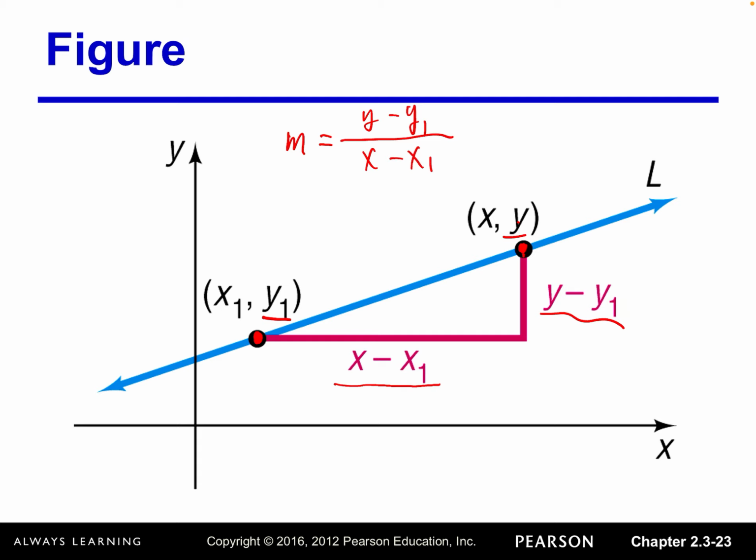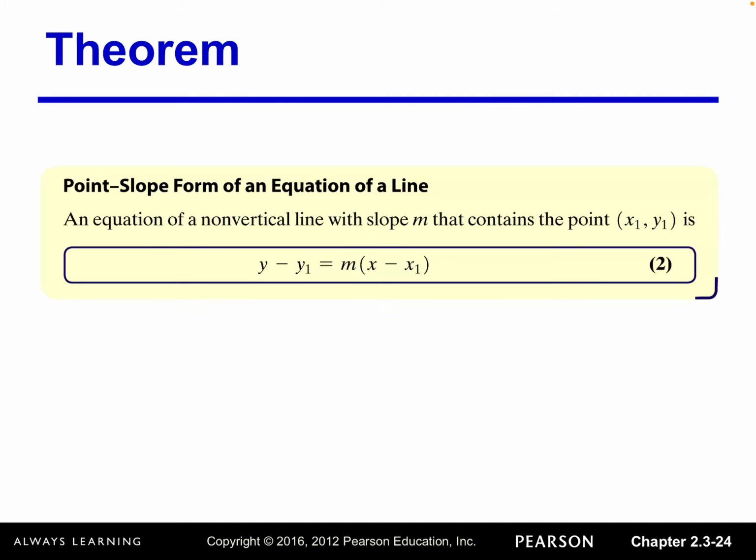So in this linear equation, if we multiply both sides by x minus x1, we try to eliminate the denominator x minus x1, and then this cancels out. So we have y minus y1 equals m times x minus x1, right? So actually this is the theorem, point slope form of a line equation. If we know the slope of the line, and we know this line passes through a given point (x1, y1), then we can use point slope form of a line equation to identify the line.